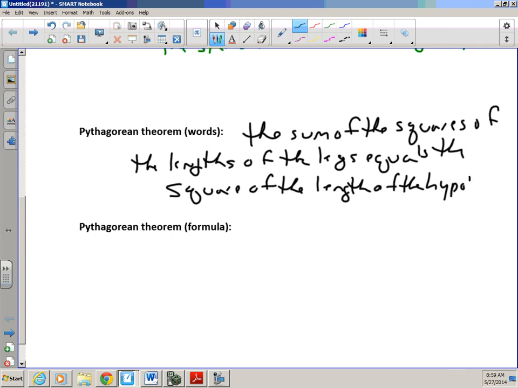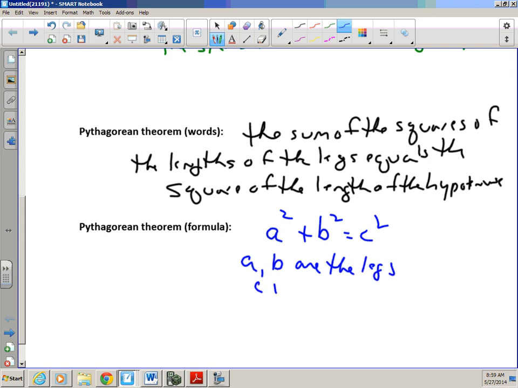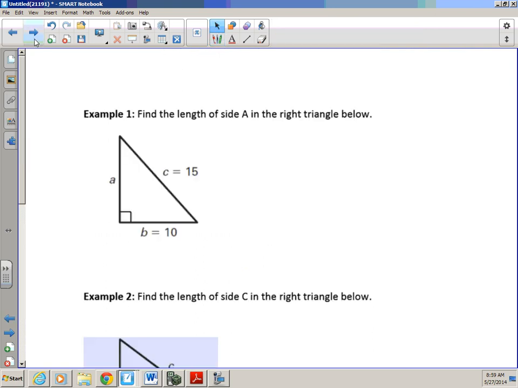Now, that sounds like a lot, but luckily when we give you the formula, it's pretty straightforward, and you've seen it before. A squared plus b squared equals c squared. A, B are the legs. C is the hypotenuse. Okay, so let's get to a couple of problems.